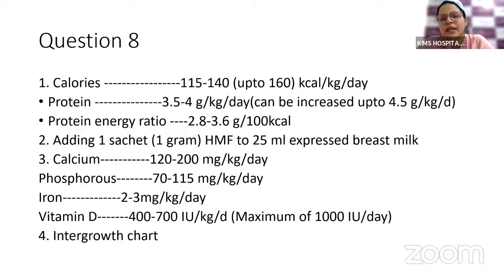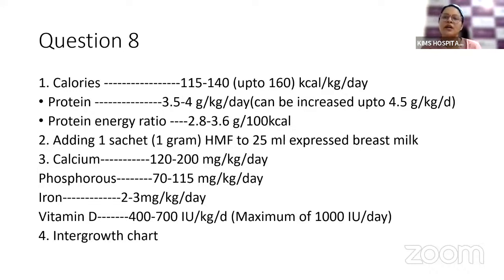The protein intake that is recommended is 3.5 to 4 gram per kilogram per day, but this can be increased up to 4.5 grams per kg per day, especially in extremely low birth weight babies. And protein energy ratio is to be maintained at 2.8 to 3.6 grams per every 100 kilocalories provided. So this is also to be maintained in order to prevent excessive gluconeogenesis from amino acids, and keeping in mind that there is a specific dynamic action for the enterally consumed calories.